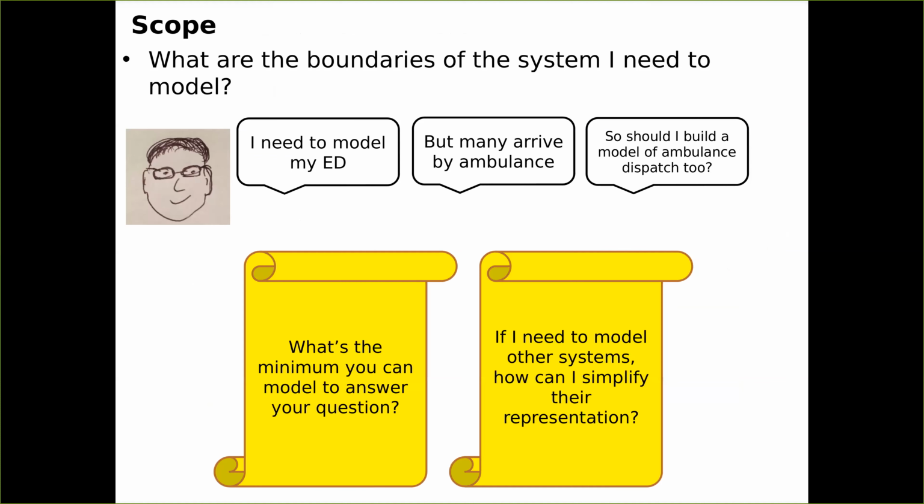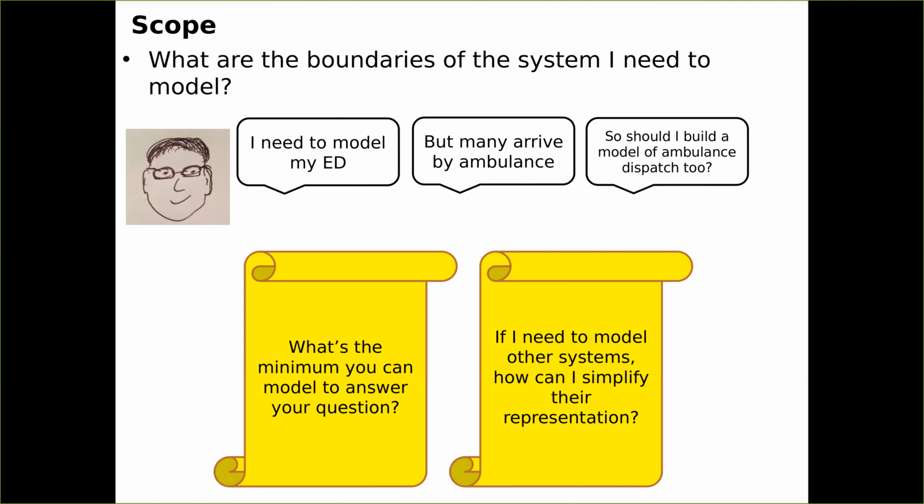for services. Another thing you need to think about when you're going through the modelling process is scope. And this can be a tricky one, particularly if you're starting out in modelling. Scope is all about thinking what the boundaries of the system are that you need to model. So say you want to model your ED, you might be thinking, but a lot of them arrive by ambulance. So should I model ambulance dispatch too? Because that's part of that system. So it's really tempting whenever you're designing a model to immediately try and add more stuff into the scope of the model. It's usually not a great idea to do that.